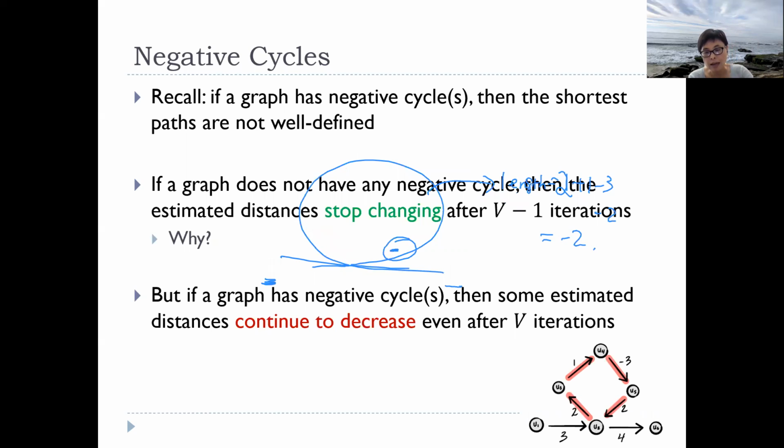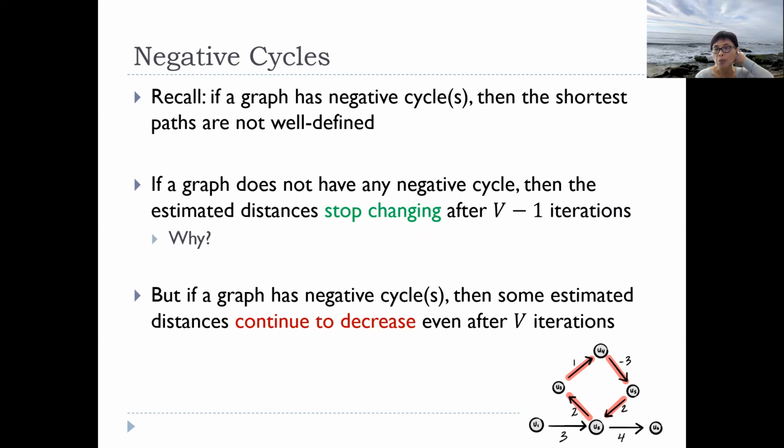Now we know that if the graph does not have any negative cycle, then the estimated distance has to stop changing after v-1 iterations. Why? As we already said, that's the correctness of the Bellman-Ford algorithm, because after v-1 iterations, we already found the correct estimated distance to all nodes, because any shortest path can have at most v-1 edges in it. So after v-1 iterations, we found all shortest paths, and the estimate will not change anymore. You can perform more update operations, but that doesn't change the estimate.